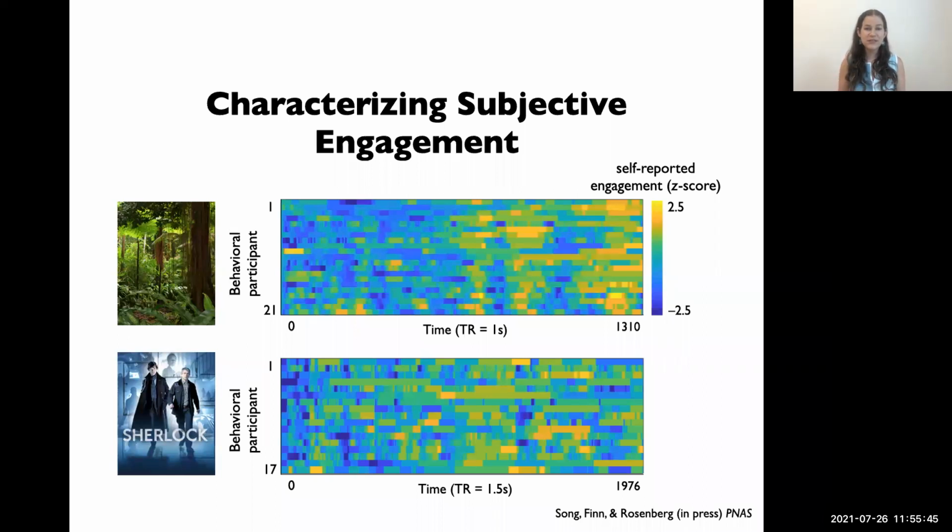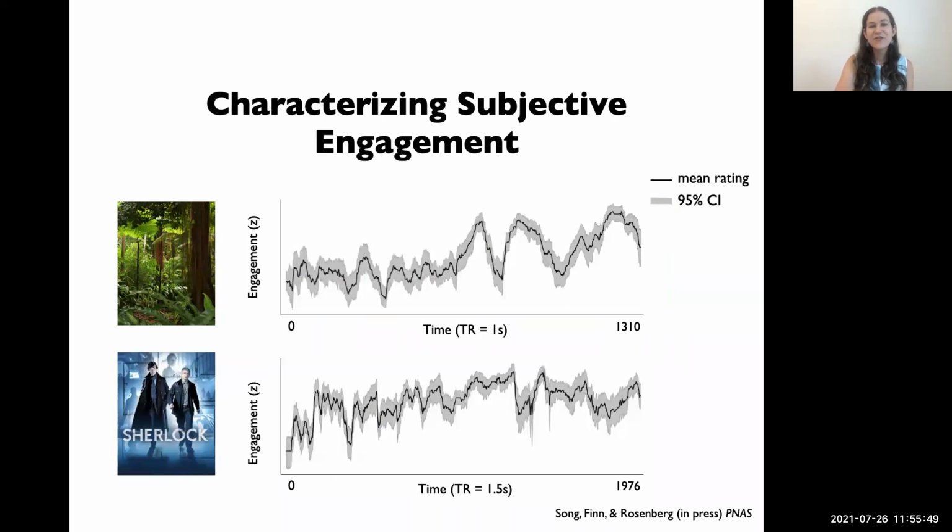We see similar consistency in the Sherlock TV show. If we plot the group average engagement ratings with 95% confidence intervals, again, we not only see that engagement ratings were relatively synchronized across individuals, but they were also highly variable over time, right? As I pointed out in the other figures, there are moments of time that are more engaging and moments of time that are just less engaging, that everybody finds less attention grabbing.